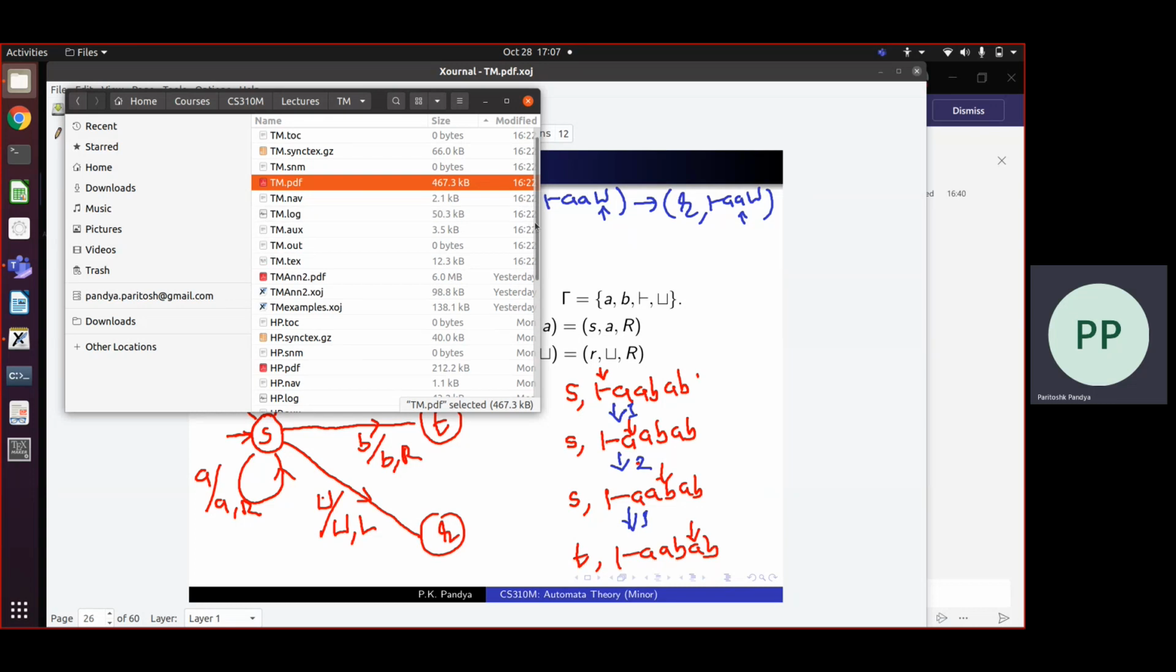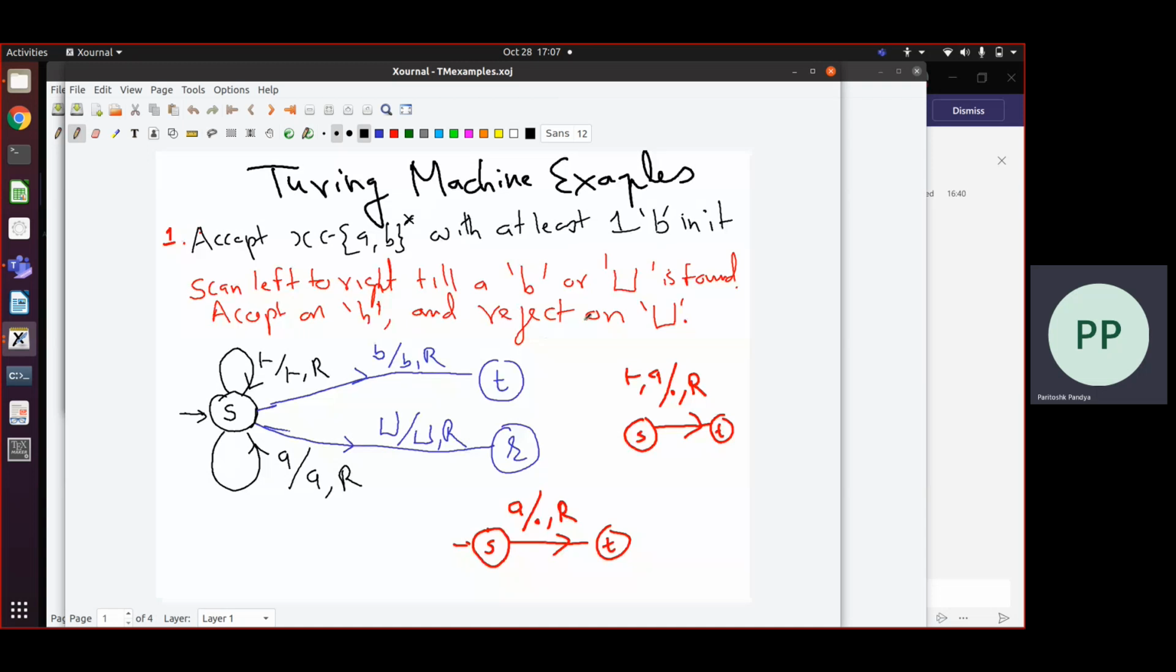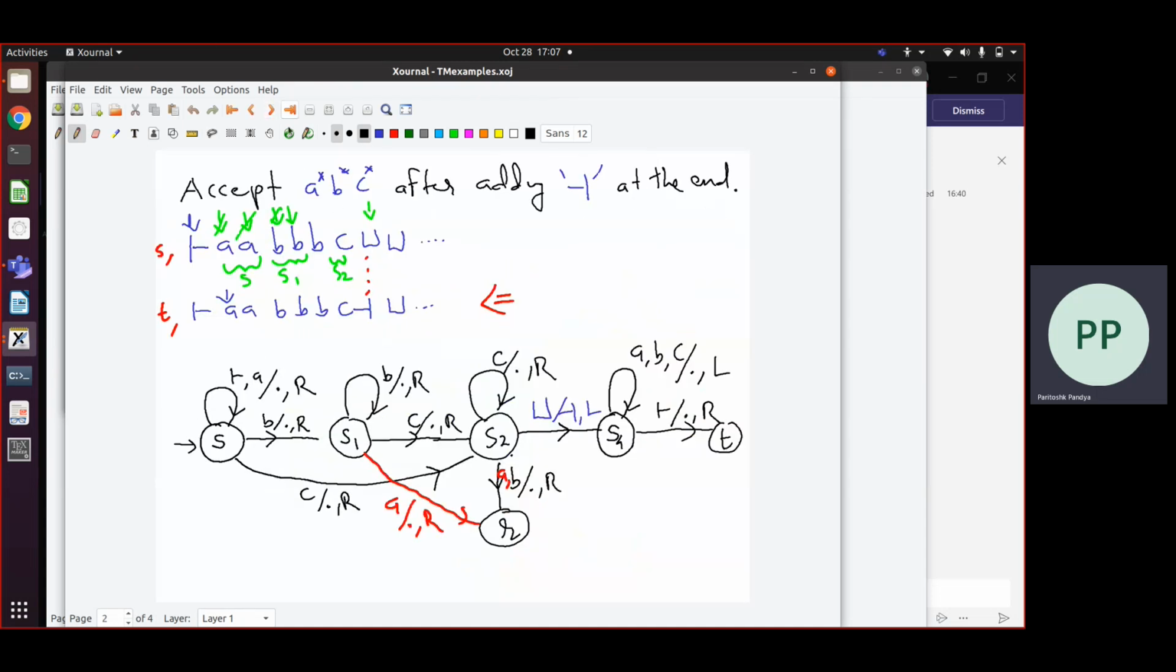I've got the Turing machine examples, tmexamples.xml. Okay. So I want to do one more example.